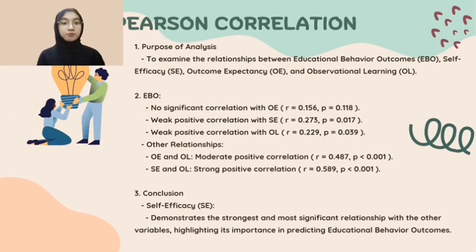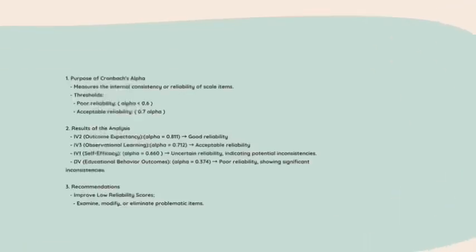Based on the table for Pearson correlation, it reveals the connection between educational behavior outcomes, self-efficacy, outcome expectancy, and observational learning. EBO has no significant link with OE, while SE and OL show a weak positive correlation. OE has a strong association with OL, while SE has a stronger relationship. SE is important as it has the strongest and most significant relationship with other variables in the data set.